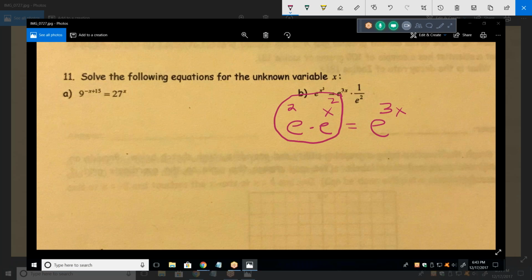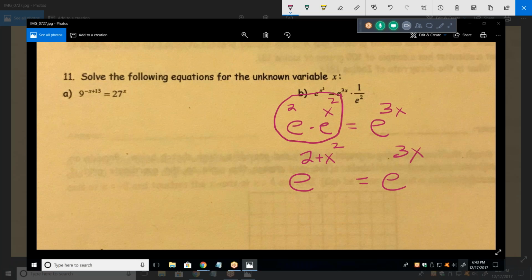So what does the left become? I'm multiplying the same base. What am I going to do with the exponents? You add them. So it would be e to the x squared plus 2. I'm adding the exponents. That whole thing, and the right side didn't change.